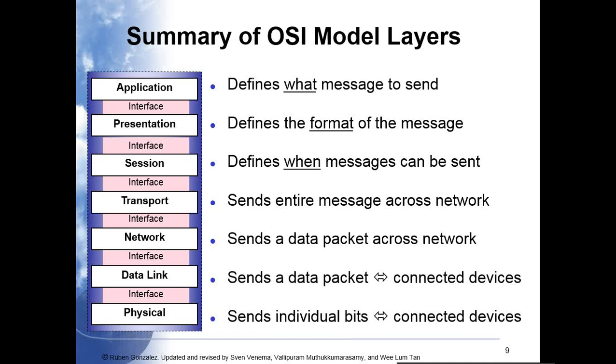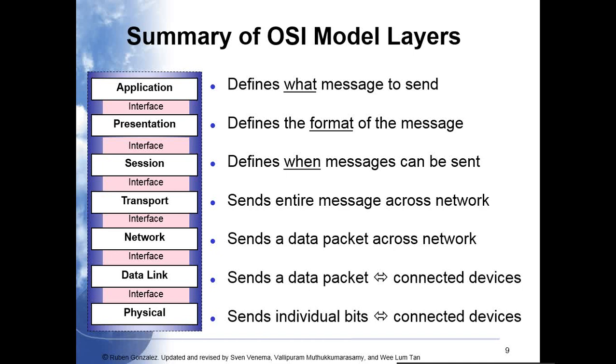So starting at the bottom, you'll see that the physical layer is sending individual bits to the neighbor. The data link layer doesn't really care about the bits, it cares about packets, so chunks of bits, and it sends a packet to a neighbor. The next layer above that says, well, I care about individual packets, but I don't care about my neighbor, I care about the endpoint.